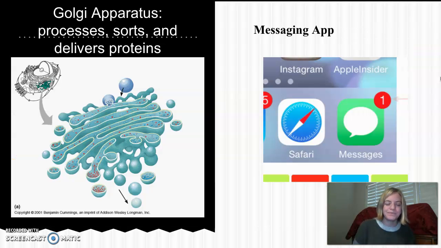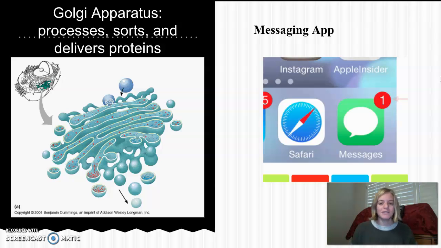Next, we have the Golgi Apparatus, and this one is kind of like the mailman of the cell. It helps to process, sort, and deliver proteins. So once they've been finalized and get finished being made, the Golgi Apparatus is going to process them, sort them, and start sending them to where they need to go, whether that's inside this cell or if they need to move to another cell, it's going to send them out.